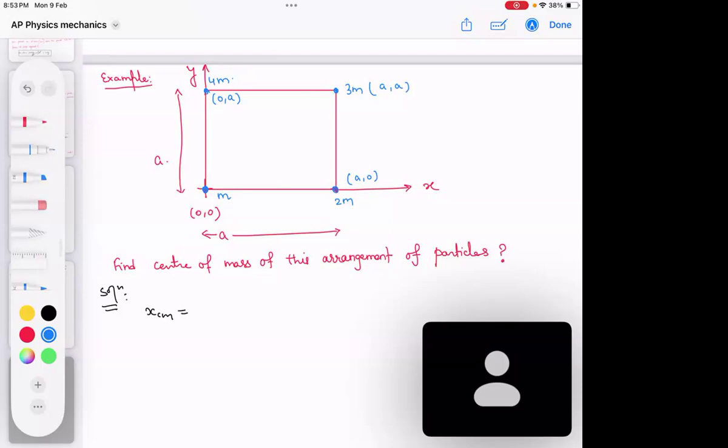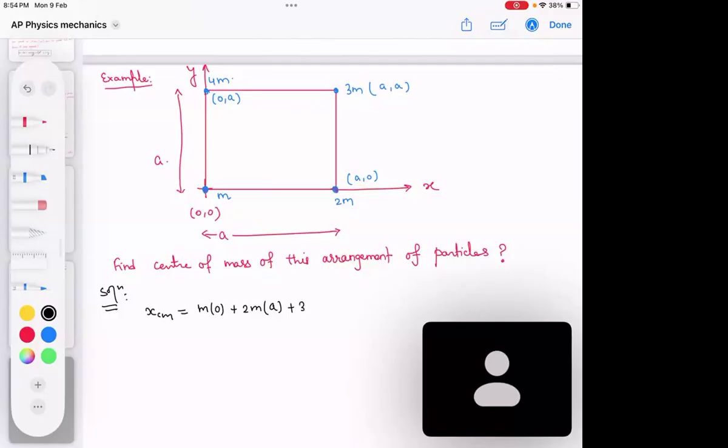So XCM, when you write it, what will it come? M mass, x coordinate is 0, plus 2m mass, x coordinate is a. When you are calculating the x coordinate of the center of mass, just focus on the x coordinate. Don't worry about the y coordinate. You can always calculate the x and y coordinates of the center of mass separately. They don't affect each other, okay?